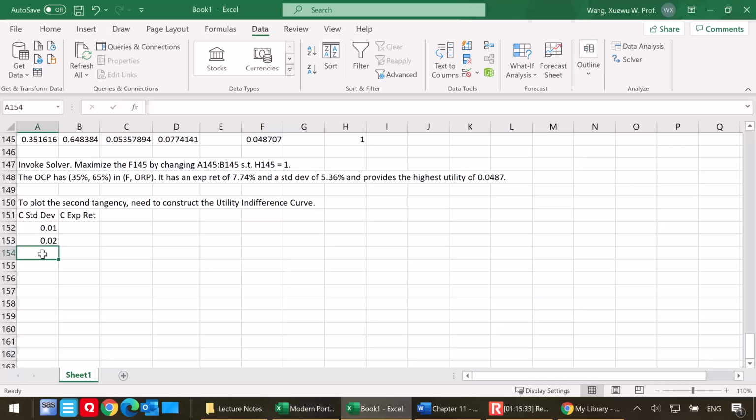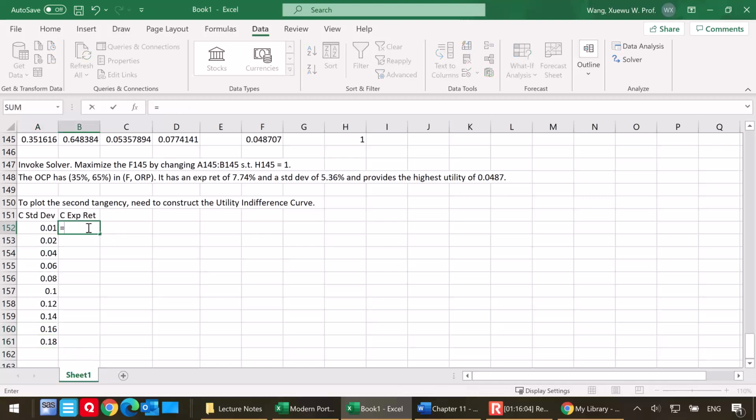I'm going to look at 4% standard deviation, and I'm going to copy this down here until I have 18% standard deviation. Imagine many portfolios can do this, can provide a standard deviation of 1% or 18%. The question is, if you want to make sure all these portfolios provide the same utility, what would be the expected return?